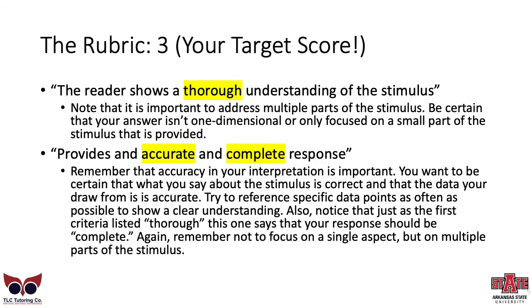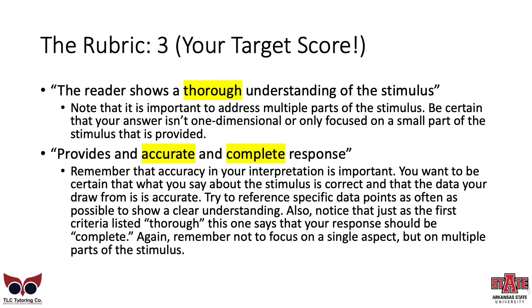The rubric 3, your target score. Note that in a 3, the reader shows a thorough understanding of the stimulus. Note that it is important to address multiple parts of the stimulus. Be certain that your answer is not one-dimensional or only focused on one small part of the stimulus that is provided. In addition, your answer provides an accurate and complete response.